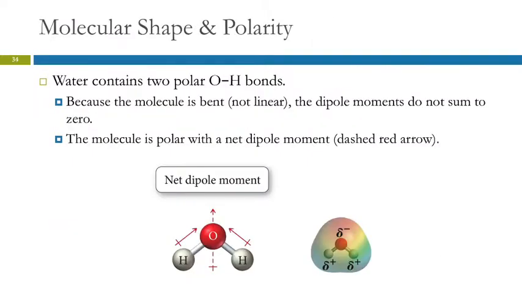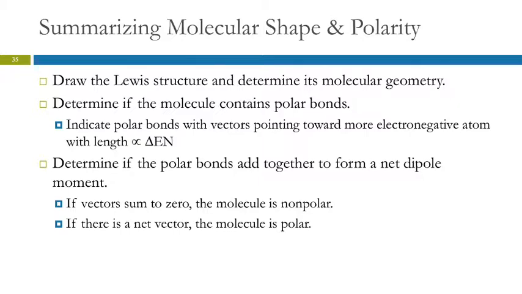Let's make sure I didn't skip anything. There we go. Okay, so this is a summary slide here. To determine the shape of the molecule and the polarity of the molecule, you have to start with a Lewis structure. From the Lewis structure, we determine the molecular geometry.